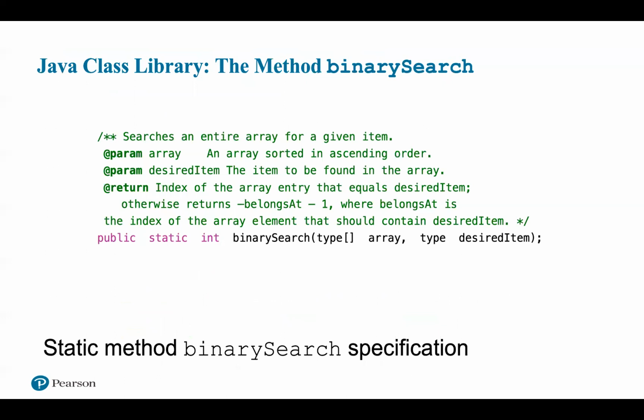For the Java class library, the class Arrays in the package java.util defines several versions of the static method binarySearch with the following specification. And so you can see that.